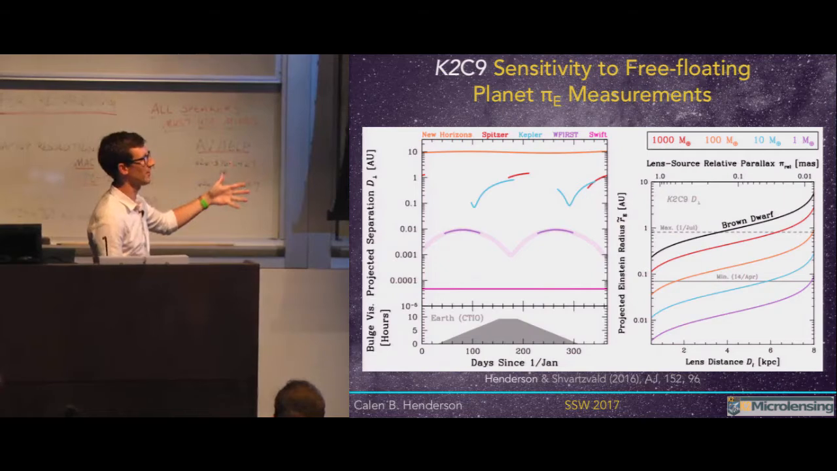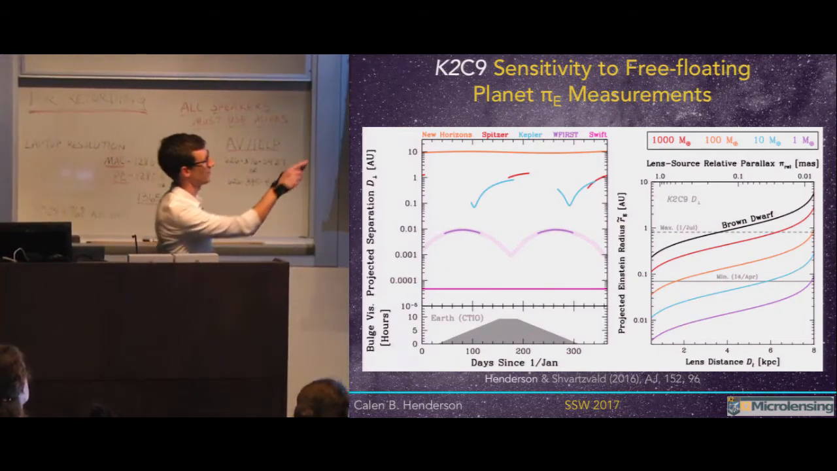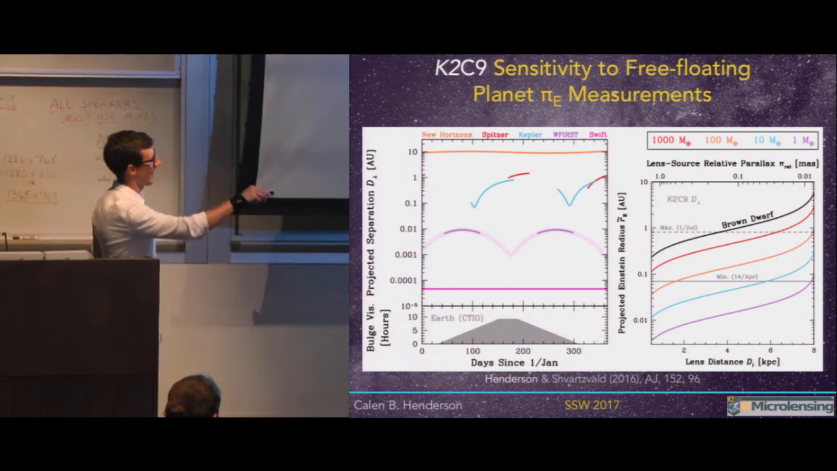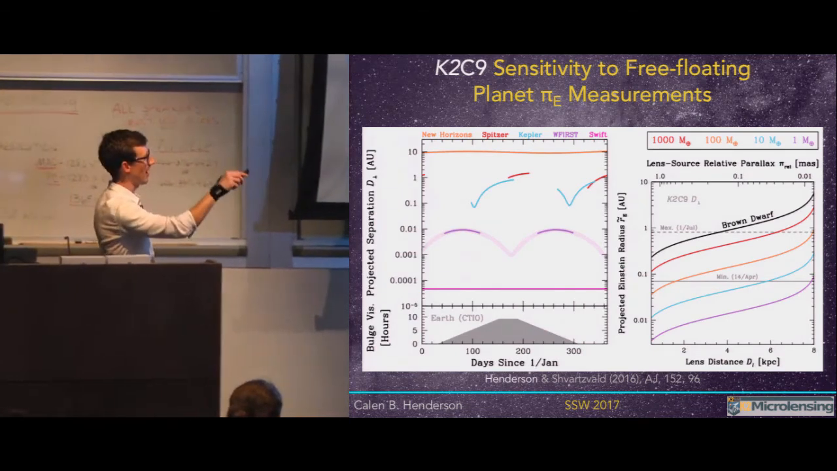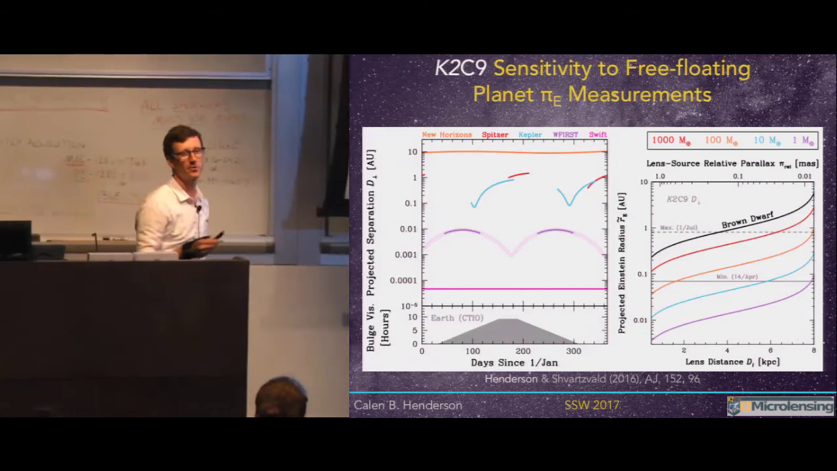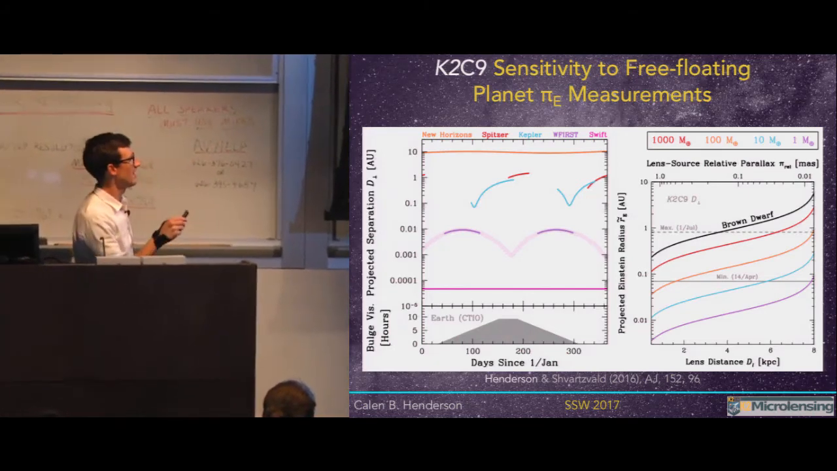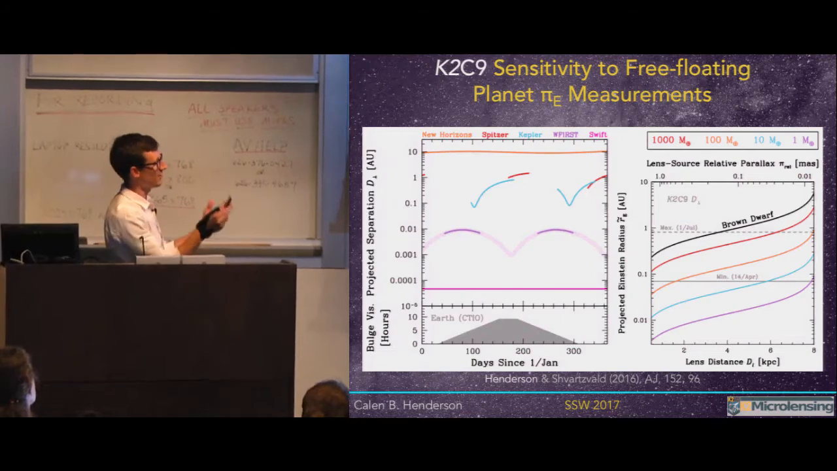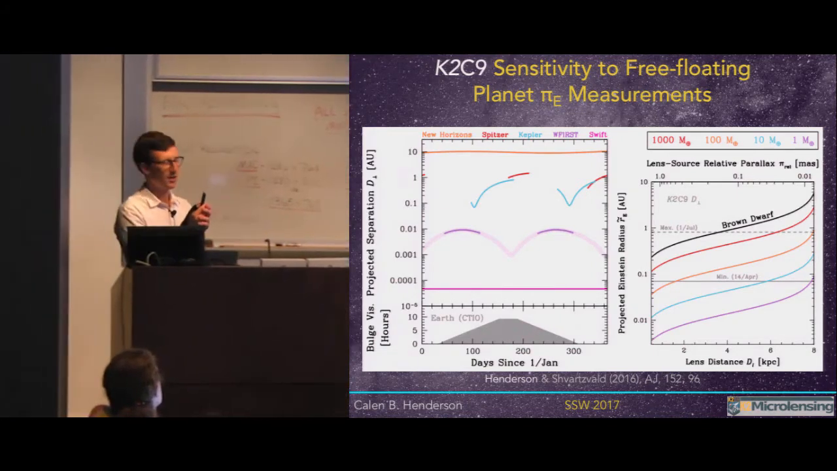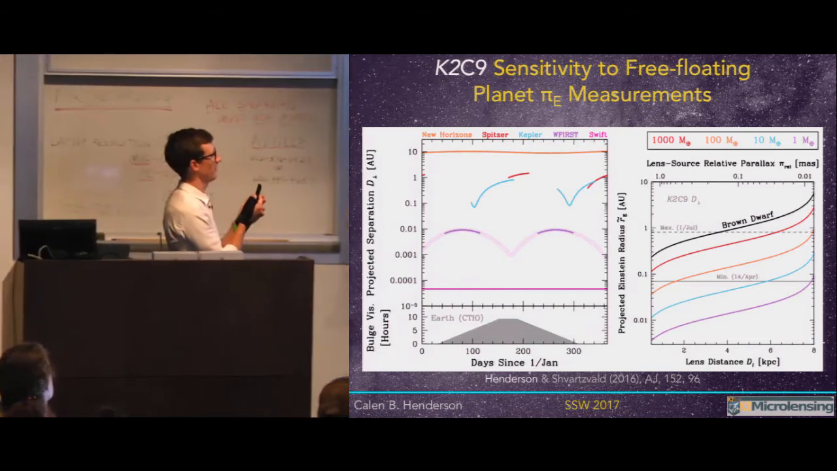And here I'm just talking about free-floating planets, and so the masses are color-coded up at the top, up until the brown dwarf limit in black. I've overlaid on that the minimum and maximum projected separation of the Kepler spacecraft from Earth throughout the campaign. So here you can see a sense of the functional form of how this R_E tilde changes as a function of lens parameters.